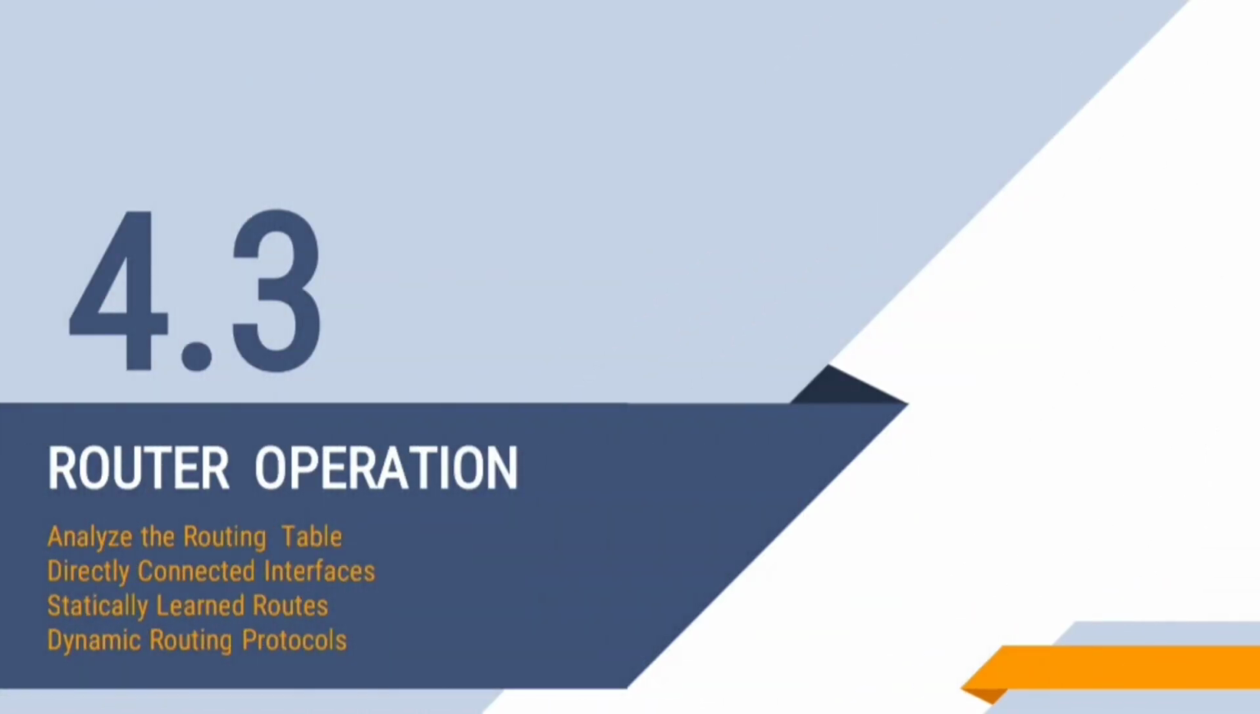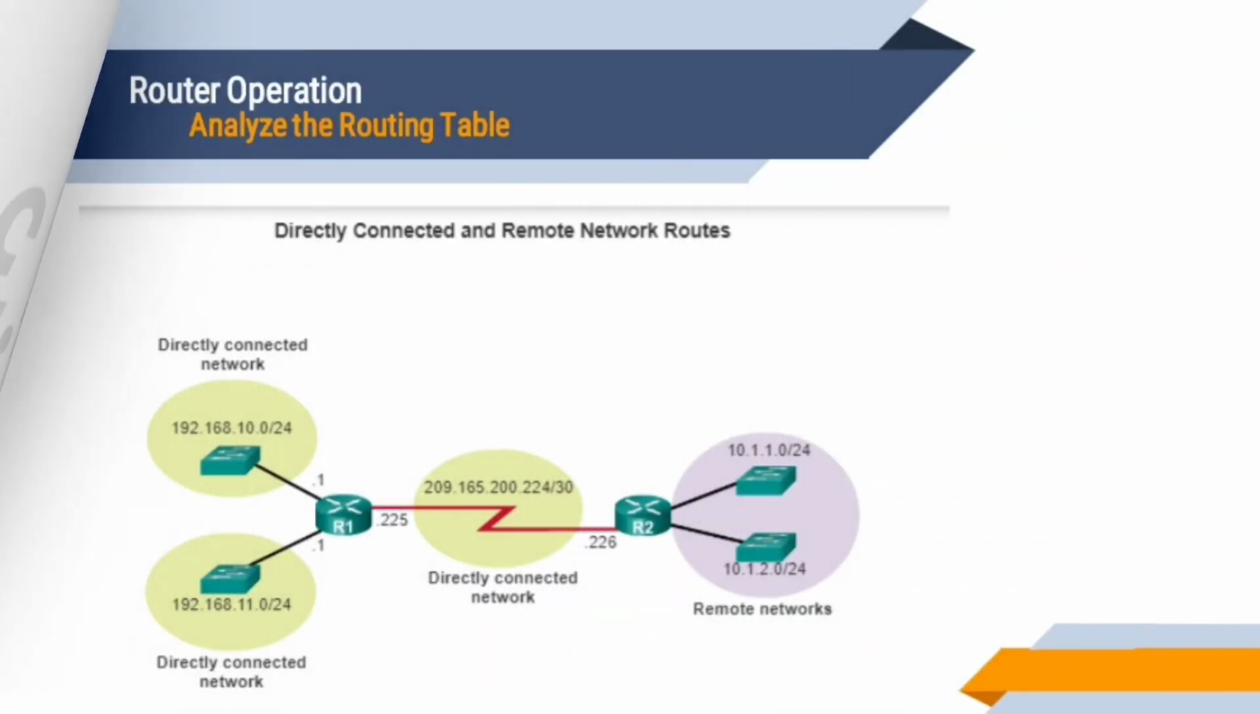The next topic that I'm going to tackle is about router operation. Under this topic, it includes analyzing the routing table, directly connected interfaces, statically learned routes, and dynamic routing protocols. First, the routing table of a router stores information about directly connected routes. These routes come from the active router interfaces. Routers add a directly connected route when an interface is configured with an IP address and is activated.